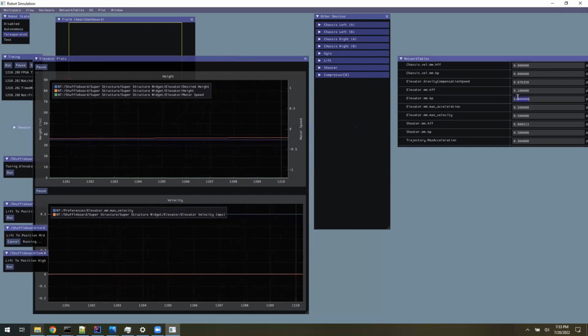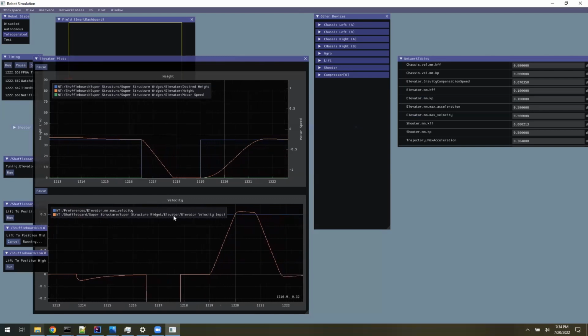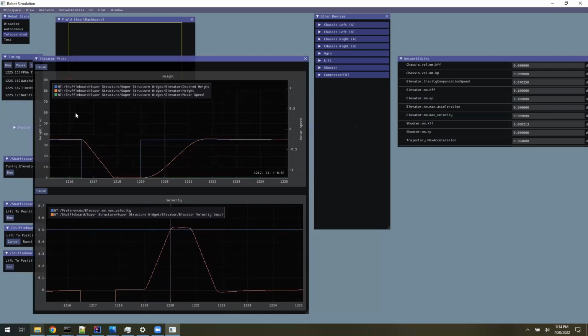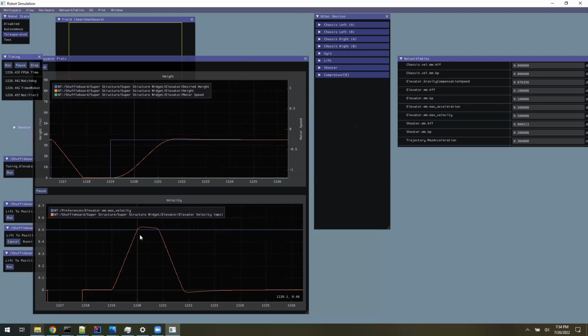So we can add a little bit of P here. We'll just blindly pick 0.1 for this too. Let's see what happens there. So what happened if we look at the velocity? Remember, we're doing a velocity controller, so we want to be looking at this plot. What happened? It overshot.